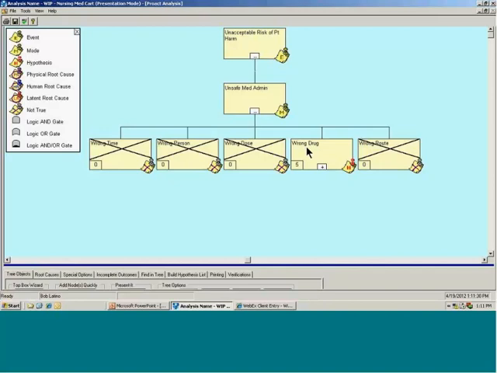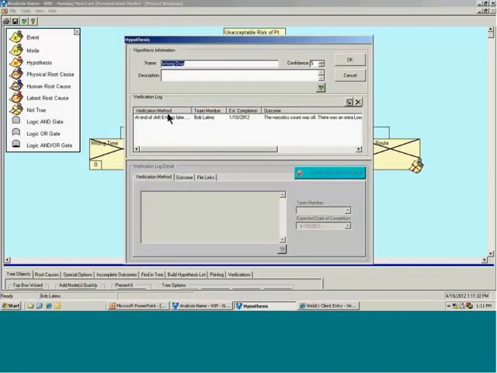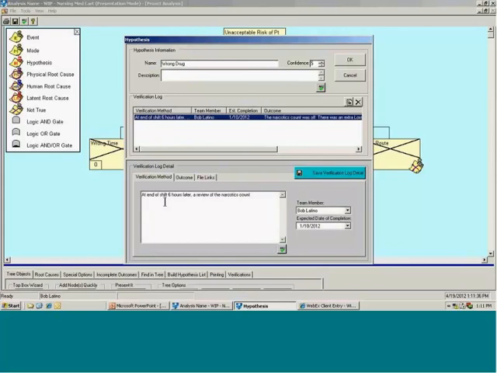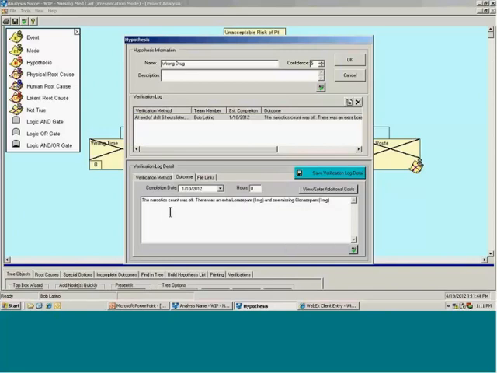For instance, on the wrong drug, if we were to double-click on this hypothesis, we can see that we have a verification log in here. At the end of the shift, 6 hours later, a review of the narcotics count. That was our verification method. The outcome, the narcotics count was off. There was an extra Lorazepam and one missing Clonazepam. So just realize that as we move down this logic tree, all of these have been validated, and the ones that are proving to be true are the ones that we're following.